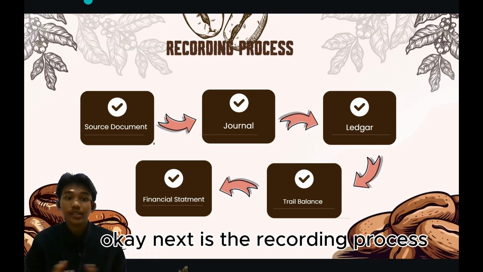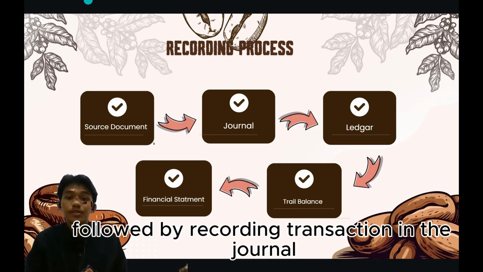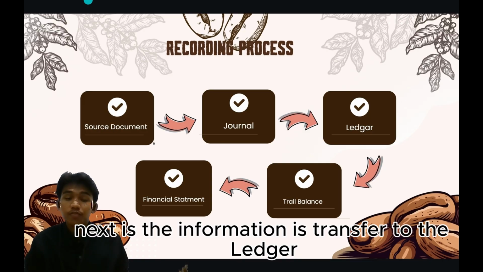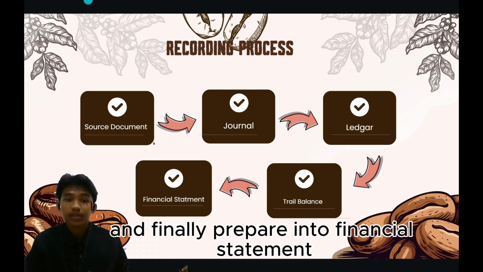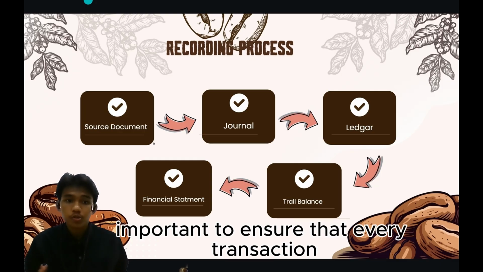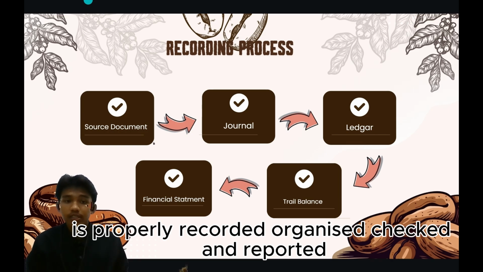Okay, next is the recording process. So the process start with the source document, followed by recording transaction in the journal. Next is the information is transferred to the ledger, then summarized in the trial balance, and finally prepared into financial statement. This process is important to ensure that every transaction is properly recorded, organized, checked, and reported.